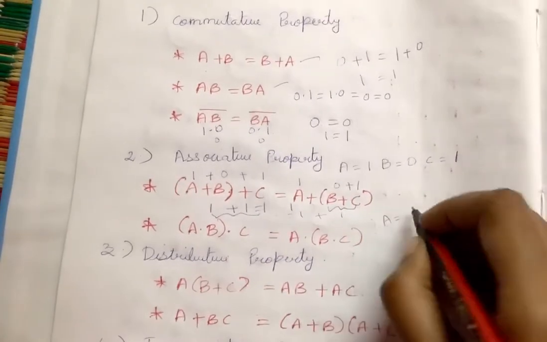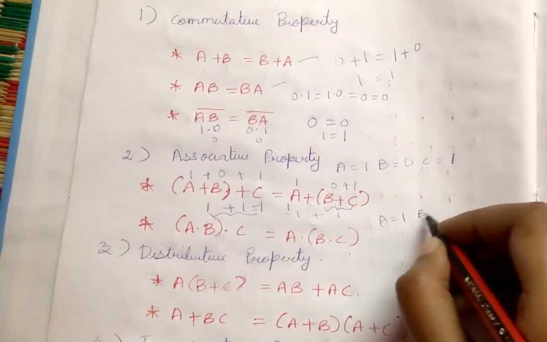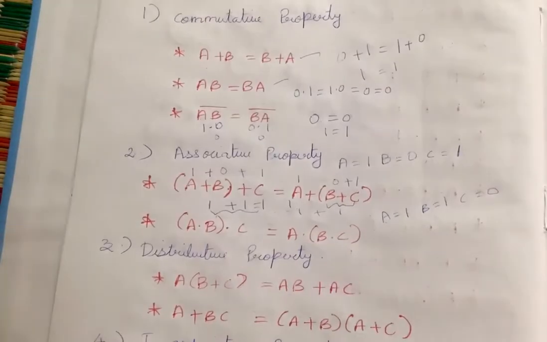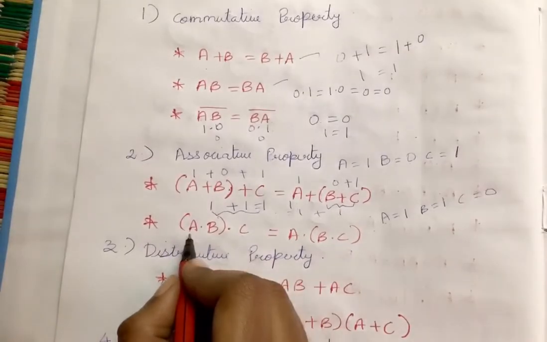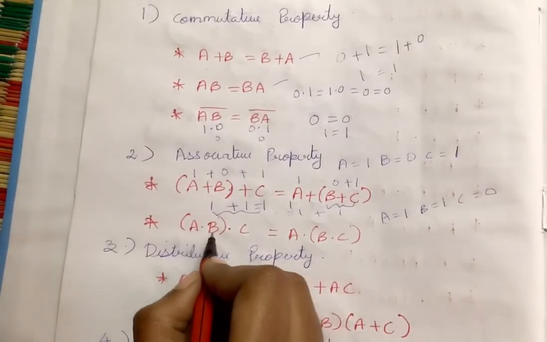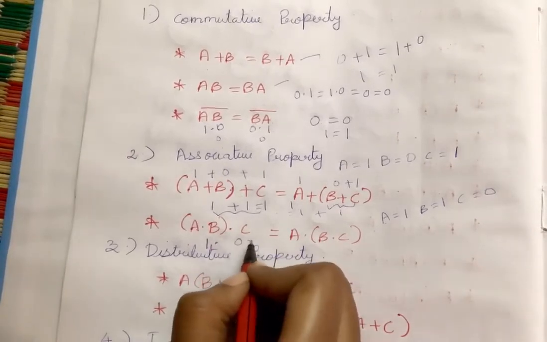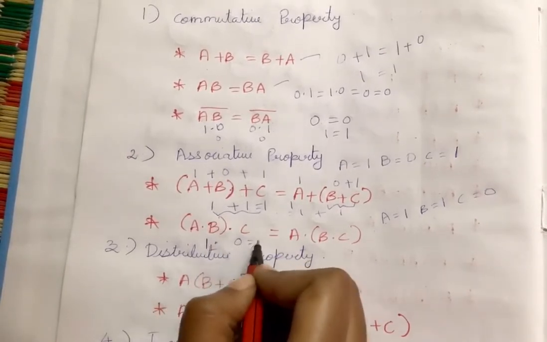So A is equal to 1, B is equal to 1, C is equal to 0. So I am taking like this. Now you will put the value 1 into 1 is equal to 1, dot C value is 0. So what will be the output of this? 1 into 0 is 0.